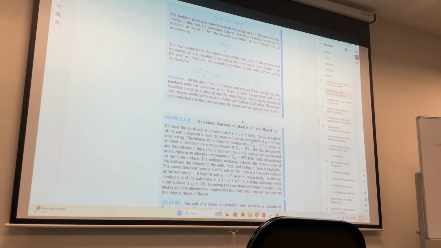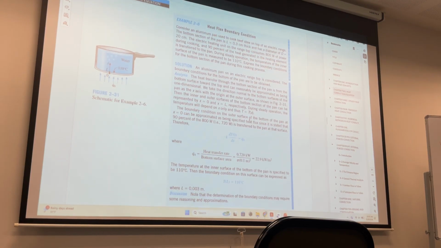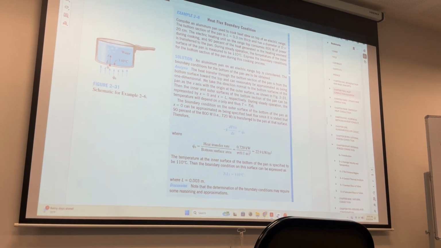2.6, this one. Okay. The temperature at the inner surface of the bottom of the pan is specified to be 110 degrees Celsius. Then the boundary condition on this surface can be expressed as this. So this is your one initial condition, and they have told you the heat transfer rate and the bottom surface area. So this is a heat flux.